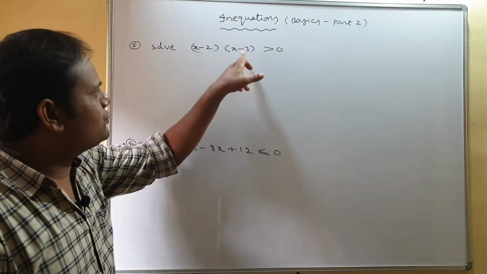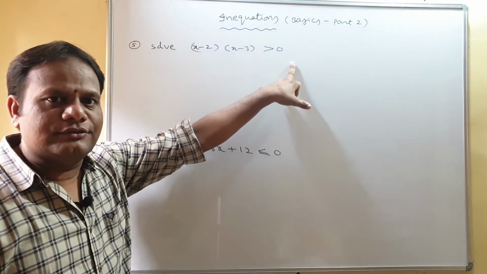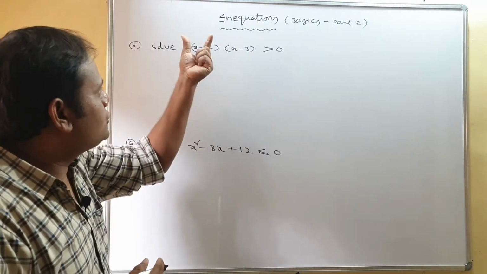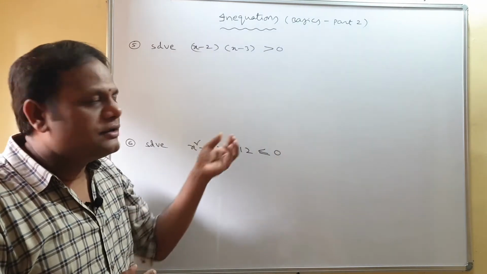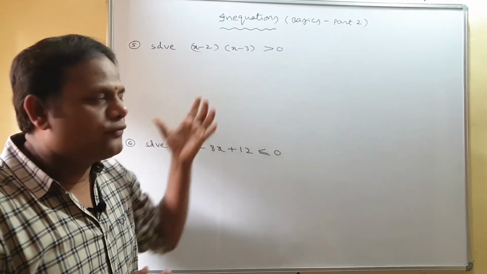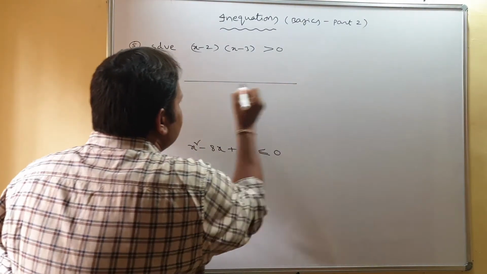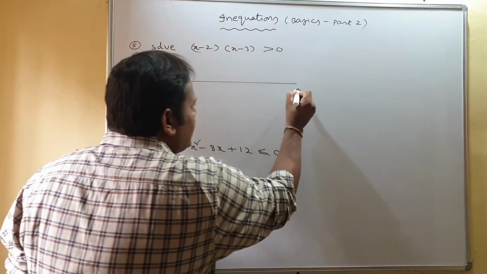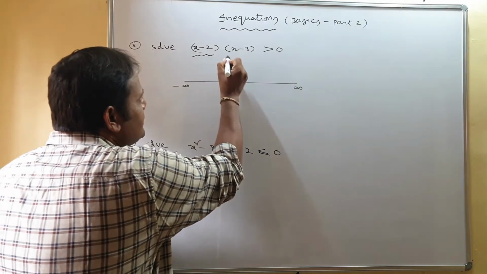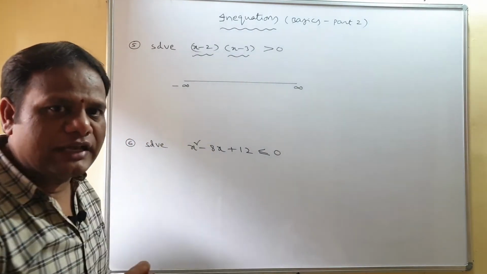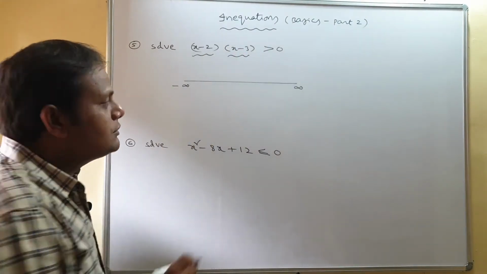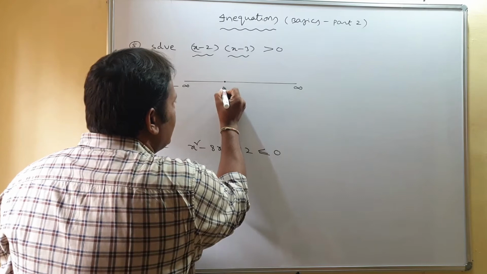Solve (x minus 2) into (x minus 3) greater than 0. So we have to solve this inequation. Listen carefully. To solve this type of inequation, we have one easy method using the real line. So we go for that. Listen here. Suppose I am taking the real line that is minus infinity to infinity. Okay. So from these two factors, what are the values of x? You find them. So x equal to 2, x equal to 3. So you take 2 and 3 on the real line.